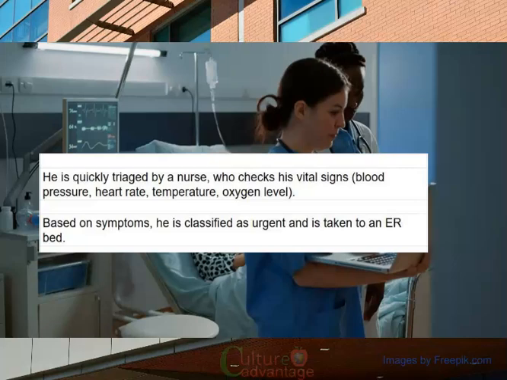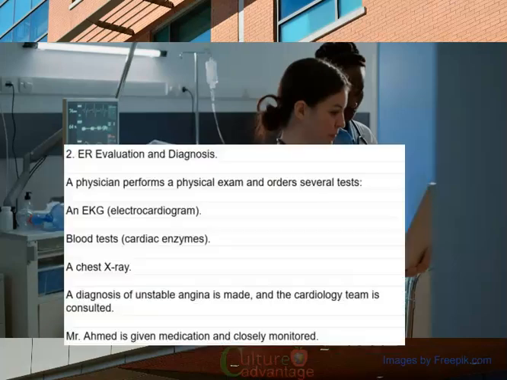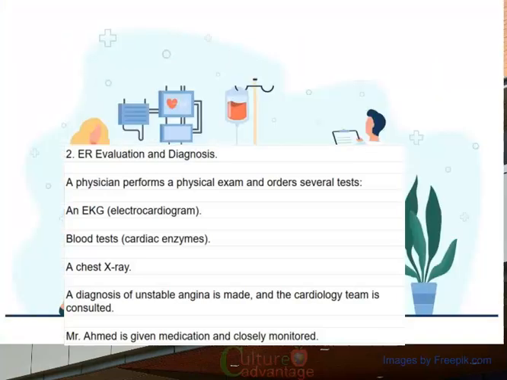2. ER evaluation and diagnosis. A physician performs a physical exam and orders several tests: an EKG (electrocardiogram), blood tests, cardiac enzymes, a chest X-ray. A diagnosis of unstable angina is made, and the cardiology team is consulted. Mr. Ahmed is given medication and closely monitored.